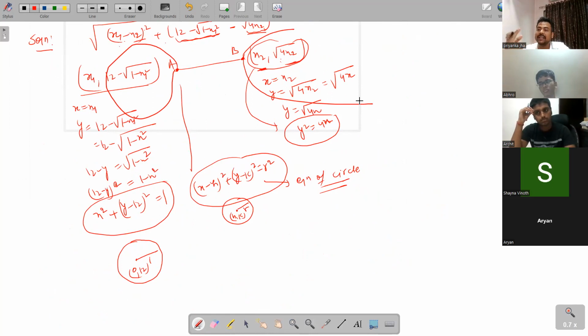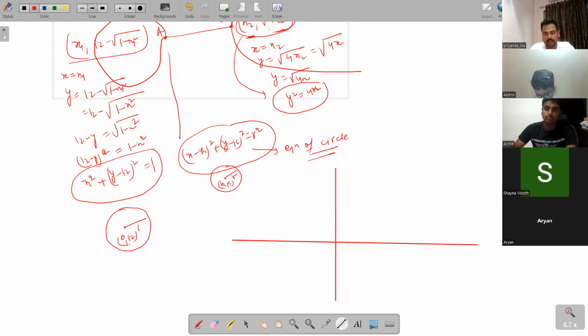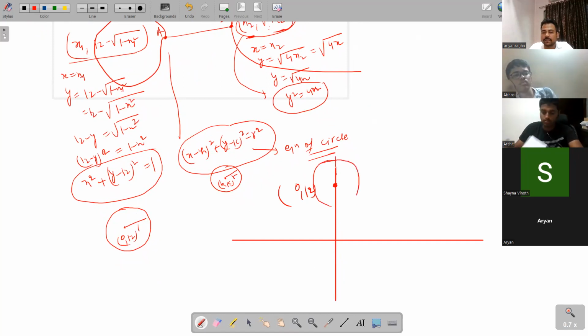We'll study about this concept in detail in calculus or even in coordinate geometry going forward. But right now, just draw the diagram of this. Draw the curve. We know that this point A lies on this circle. So what is the center of the circle? 0, 12. So somewhere here, 0, 12. And radius is how much? 1. So just like this. Center is this and radius is 1.